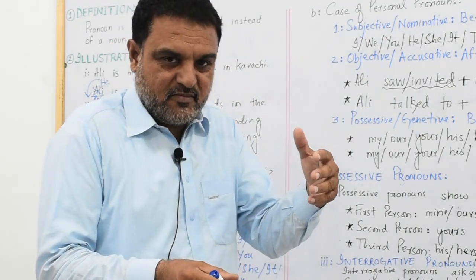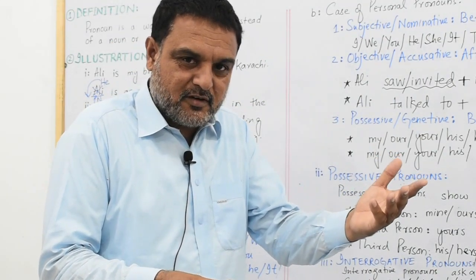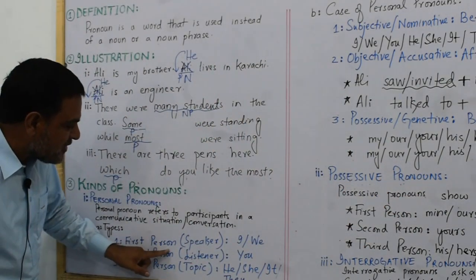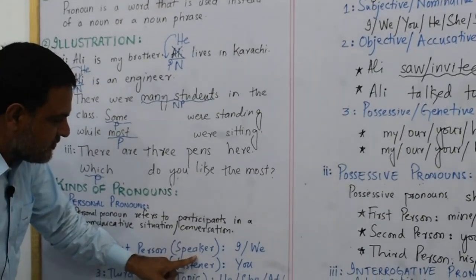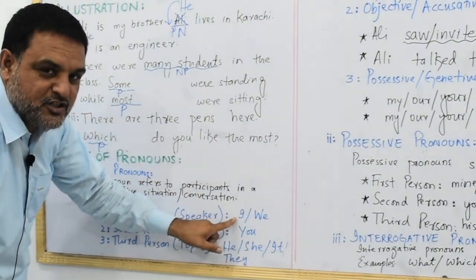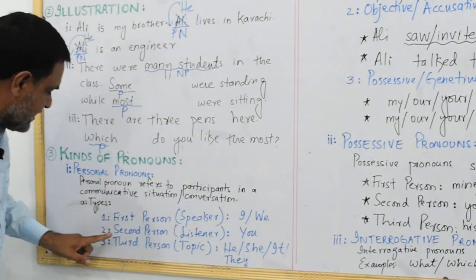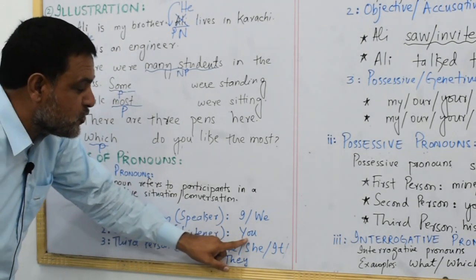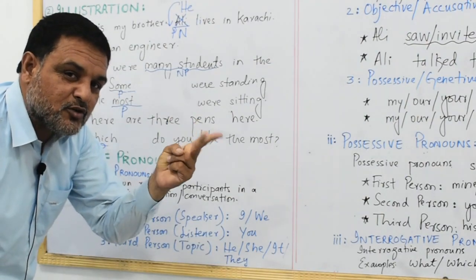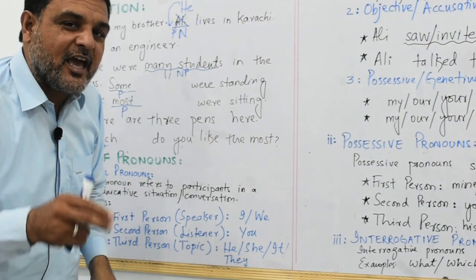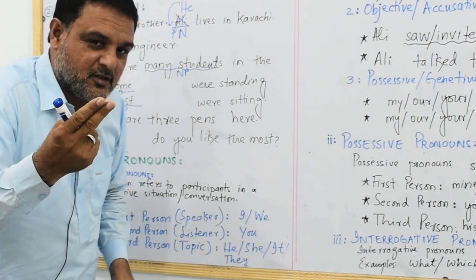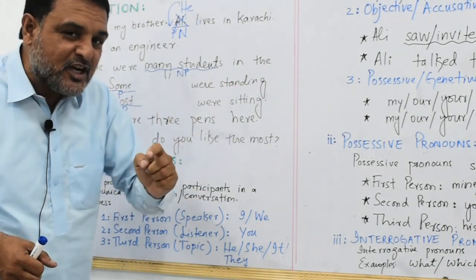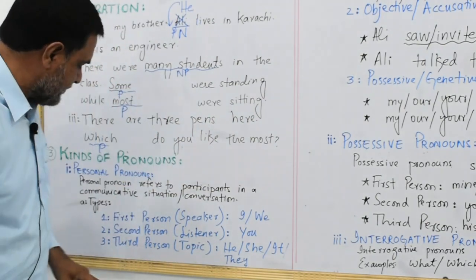And there are other kinds. Let's discuss them. So first person, speaker: I, we. Singular I, for plural we. Second person, listener. Listener is always second person. You. There is only one pronoun, you. In Urdu language, we have two pronouns, tum and aap. But in English language, there is only one second person pronoun.